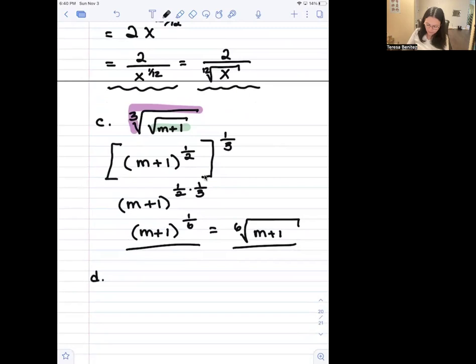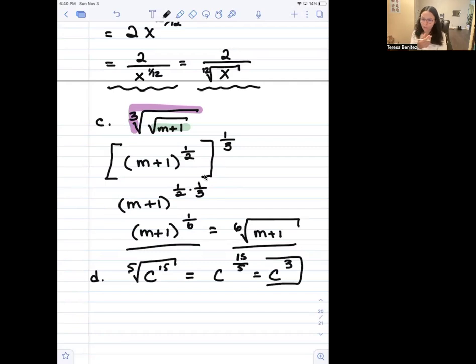Example D, lots of examples, so hopefully it makes sense. I have c to the power of 15. I'm looking for the 5th root of that. So looking at what I highlighted up there, this is c to the power of 15 divided by 5, c to the power of 3, which we cannot express now in radical notation. You can, but you will just have to make the radicand even bigger.